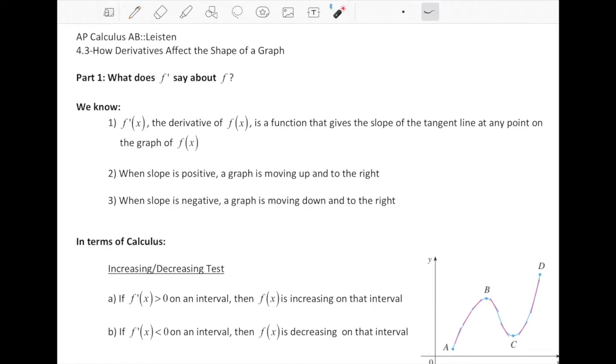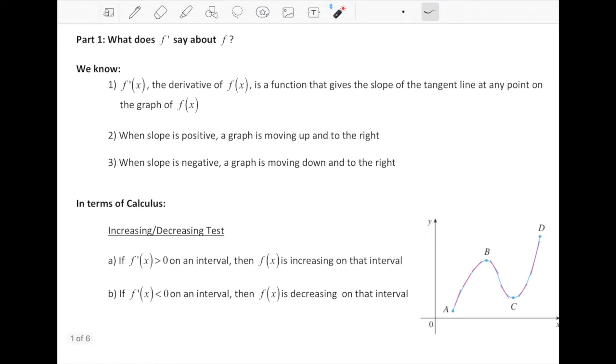So the goal for today is all about how the derivatives affect the shape of the graph. Now we know from algebra that the zeros of a function give us our x-intercepts. So if the function equals 0, that's where our graph crosses the x-axis. Now what about the derivative? What about the second derivative? And so on. So here we have this in two different parts. Part 1, what does the first derivative say about the function f? What does it say about the graph?